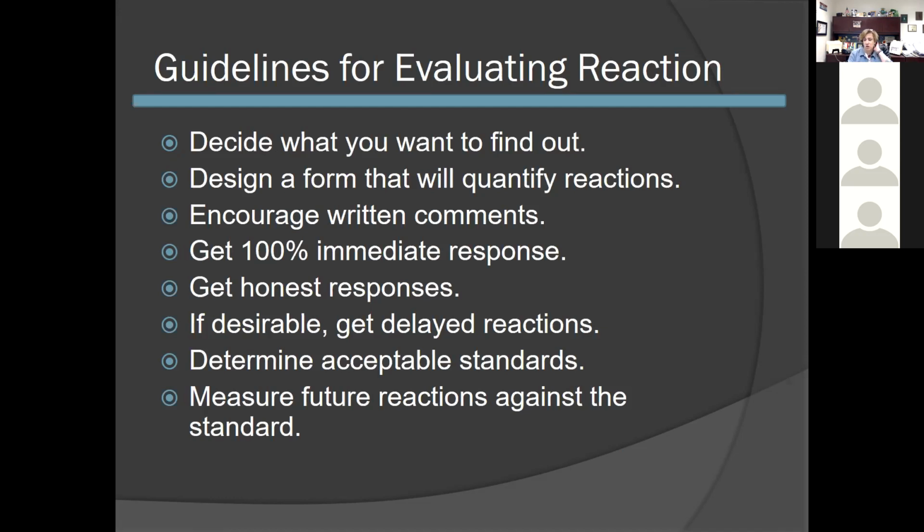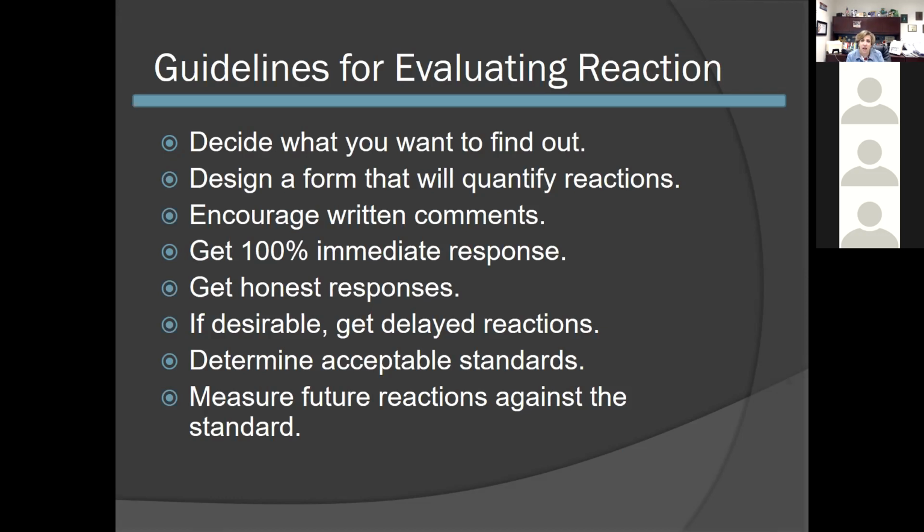If you can do electronic, if you can do an online survey where they can go online on their phones and do an evaluation, or paper and pencil, or iPads, or whatever you want to do. But if you're looking at reaction, it is better to get their immediate reaction. You're going to get more honest responses that way.